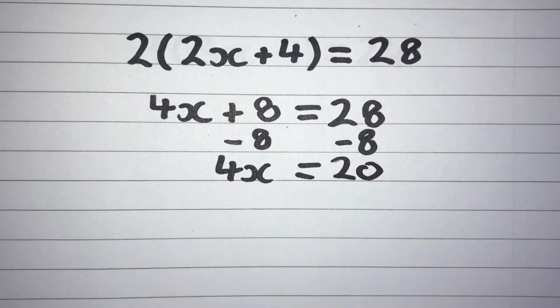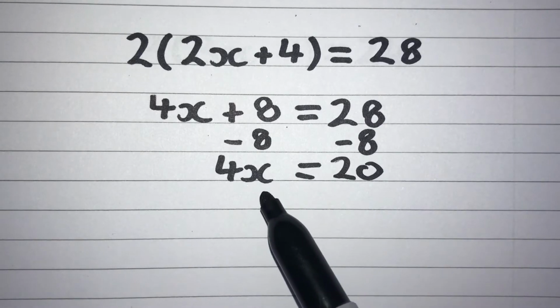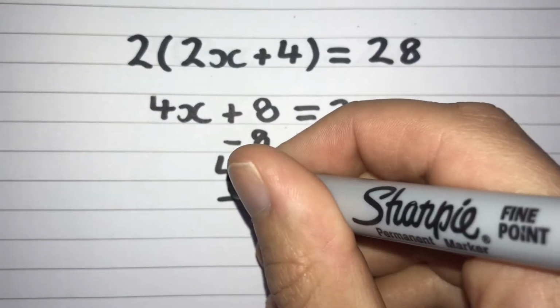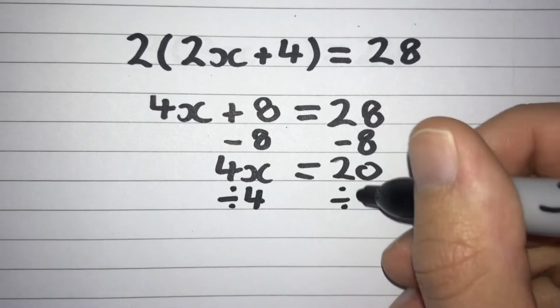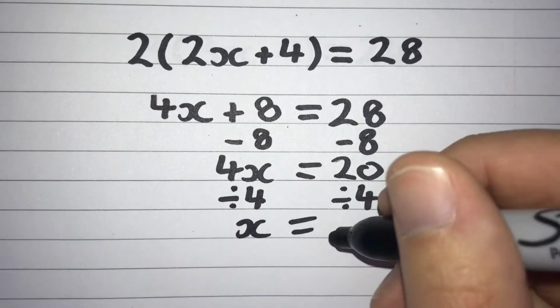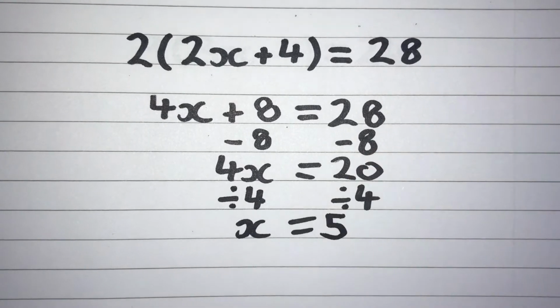Now we've got a one-step equation left: 2x = 20. Whatever x is, if we multiplied it by 2, we'd get 20. So we need to undo that multiplying by 2 by dividing by 2, because that's the opposite. We divide by 2 on both sides, and 20 divided by 2 gives us 10. So our answer is x = 10.